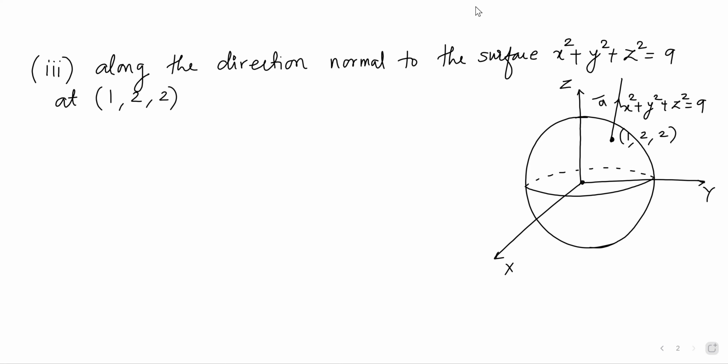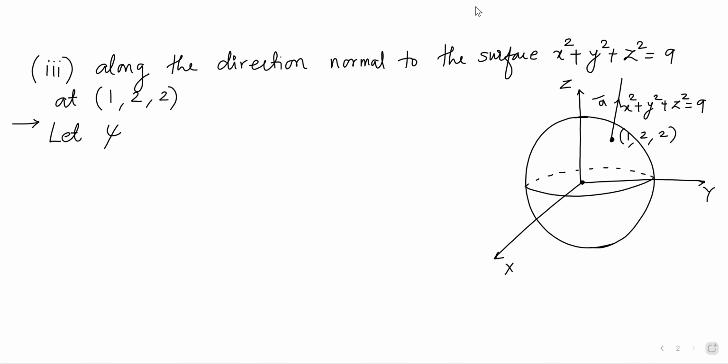Normal means perpendicular, correct? Tangent is different from normal. So here, what is your A bar? A bar is nothing but the normal to the surface. Now we have seen that we get the normal to the given surface by using the gradient of phi, correct? The physical interpretation is that grad phi gives you the normal to the given surface.